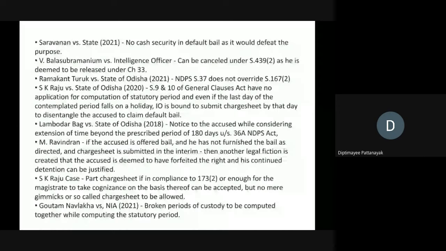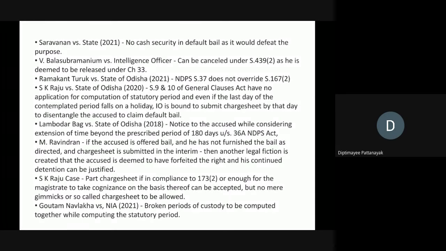In such case, in this M. Ravindran case, it was held that another legal fiction is created. The accused is deemed to have forfeited the right, and his continued detention beyond that period can also be justified, and it will be presumed as if he has forfeited the right to be released on bail, and the charge sheet can still be accepted.